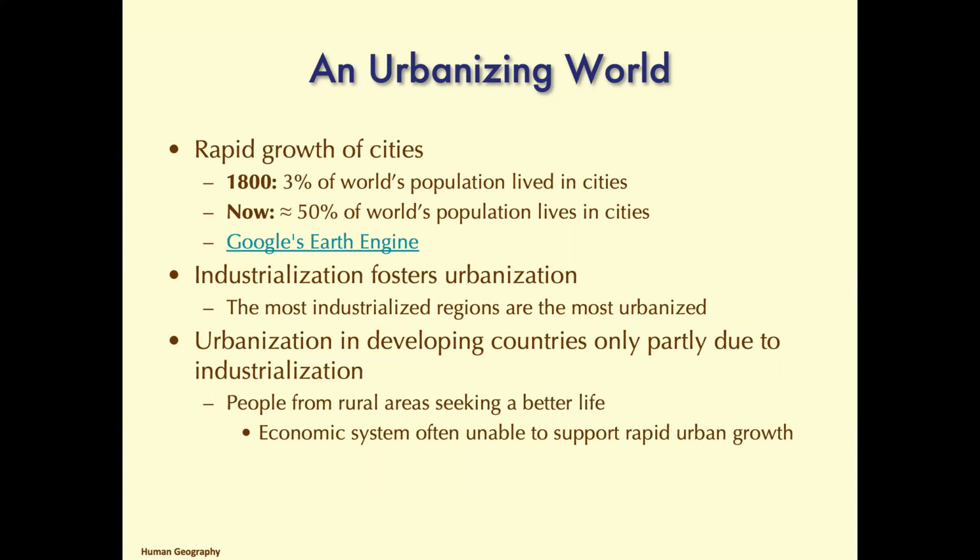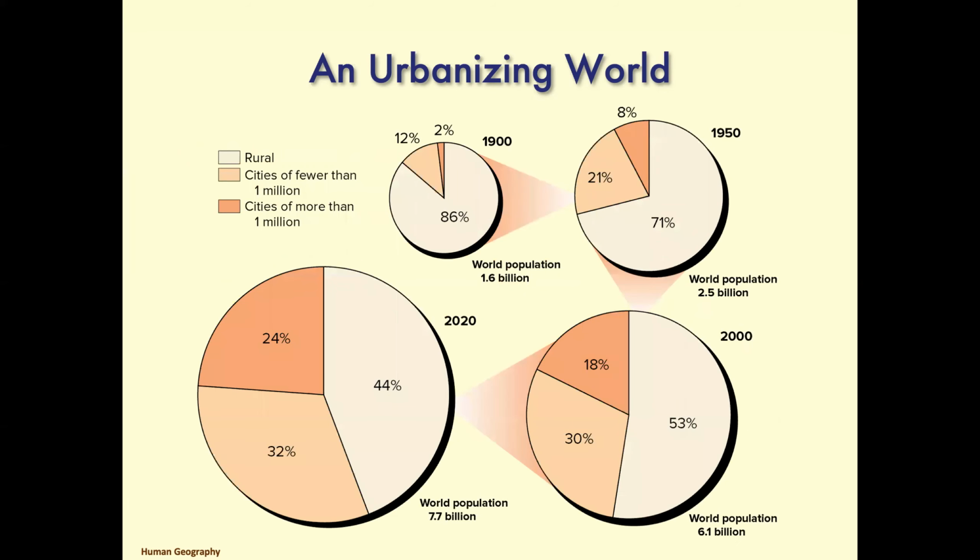Other regions of the world like Latin America and Africa are still lagging behind a bit, but urbanizing nonetheless. Here's an image for 1900, 1950, 2000, and this year, showing the difference between rural, cities fewer than 1 million, and cities more than 1 million. Look at that giant decrease from 86% rural in 1900 to only 44. By 2050, this slice of the pie will probably be less than 25%, meaning these two will be much larger, approaching 3/4. And the world population in 2020, this number is actually pretty accurate, is about 7.65 billion.